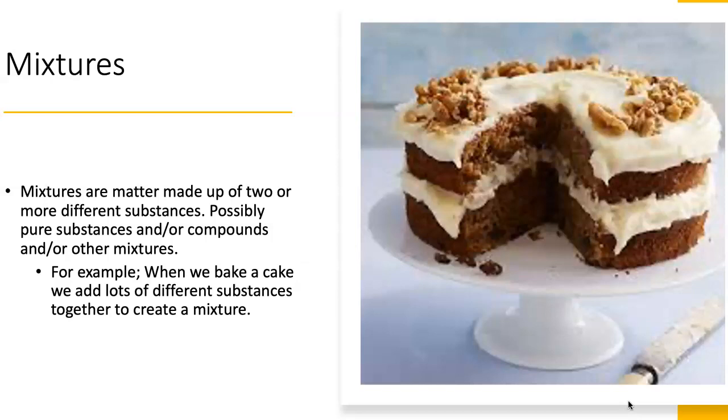Atoms are pure substances, just made of one type of thing. So my gold ring, which you can't see, it's just gold. They're all gold atoms. Well, it's not that pure, but basically it's just all gold atoms.